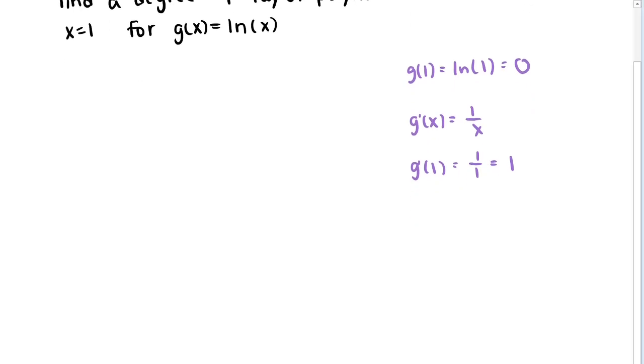Now g double prime of x, well, this is the derivative of 1 over x. And 1 over x, that's the same as x to the negative 1. And so we can apply the power rule to get, well, maybe I'll write it this way, negative x to the negative 2, which is the same as negative 1 over x squared. And if we evaluate this at 1, this gives us negative 1.